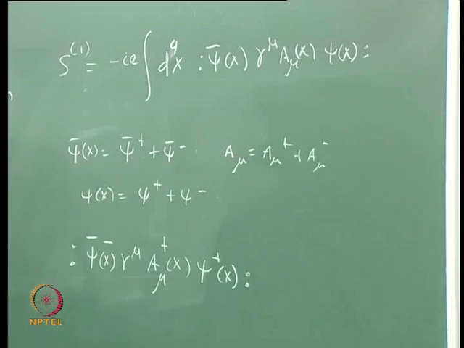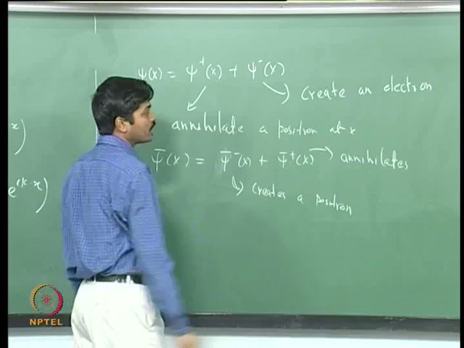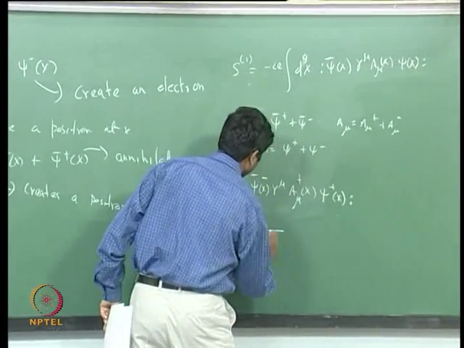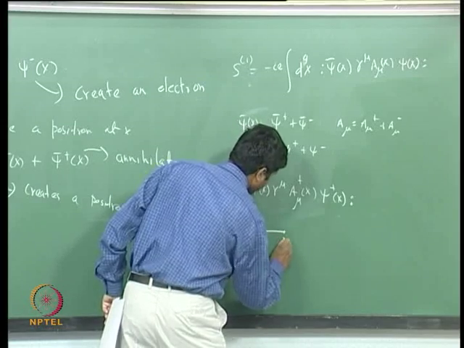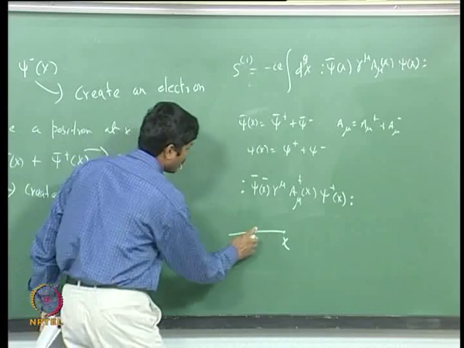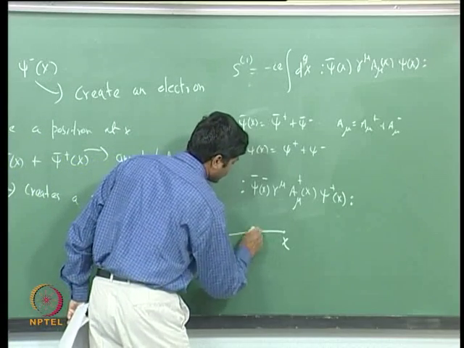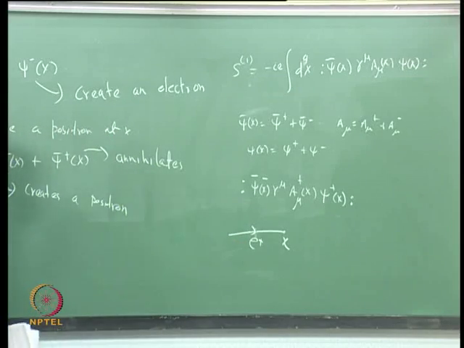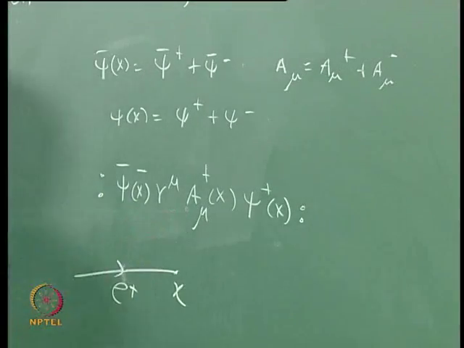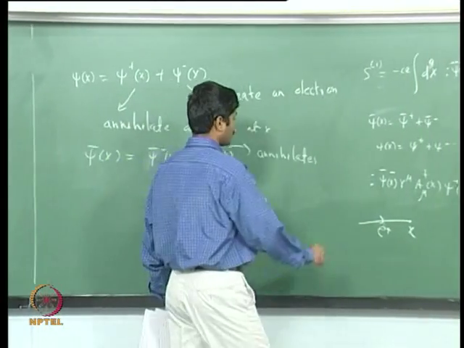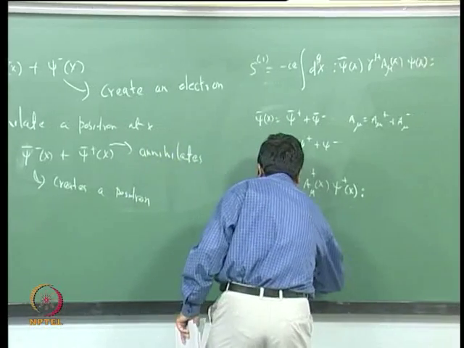So, here this psi plus of x, you just look at this, it annihilates a positron at x. So, you consider a positron which is annihilated at this point x. This I will denote as a positron E plus. I will use a different notation a little later, but for the time being it is this, and then A mu plus annihilates a photon at x. So, a photon is annihilated here.